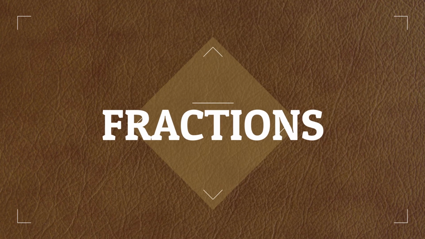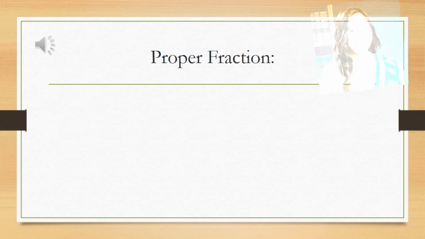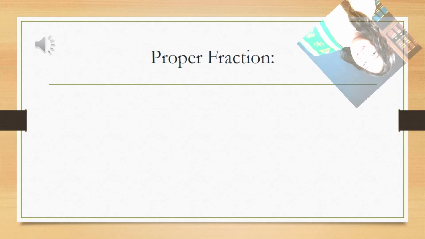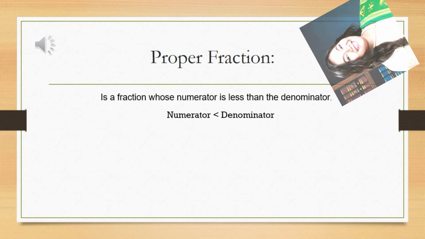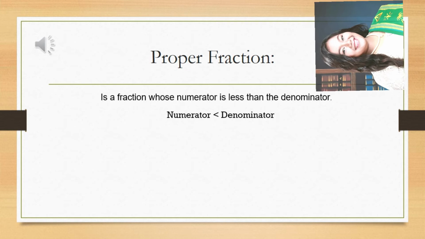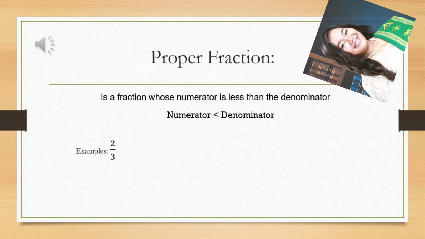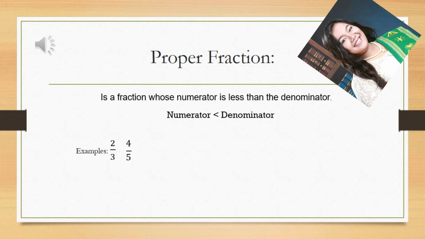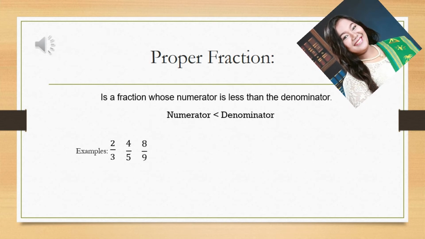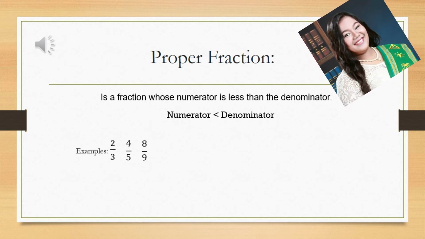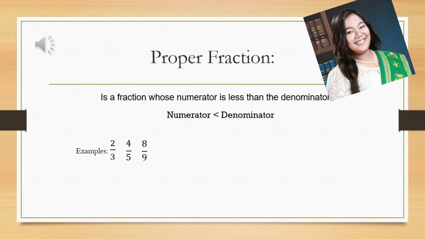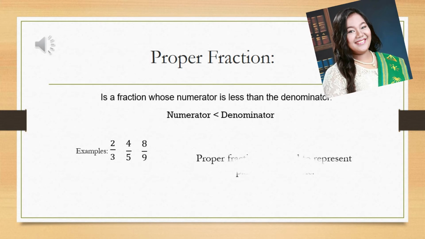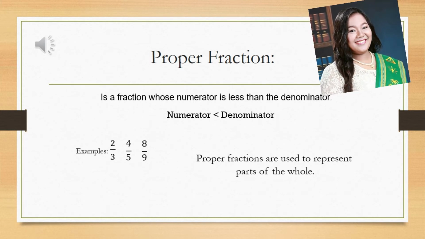So let's continue. A proper fraction is a fraction whose numerator is less than the denominator. Examples we have 2/3, 4/5, and 8/9. As you can see, the numerator is lesser than the denominator. Proper fractions are used to represent parts of the whole.